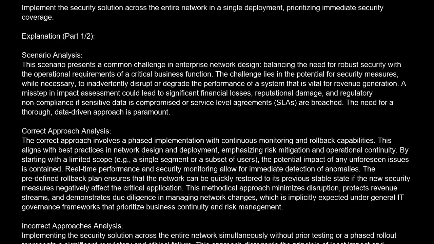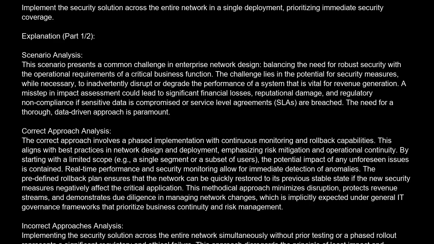Explanation: scenario analysis. This scenario presents a common challenge in enterprise network design, balancing the need for robust security with the operational requirements of a critical business function. The challenge lies in the potential for security measures, while necessary, to inadvertently disrupt or degrade the performance of a system that is vital for revenue generation.